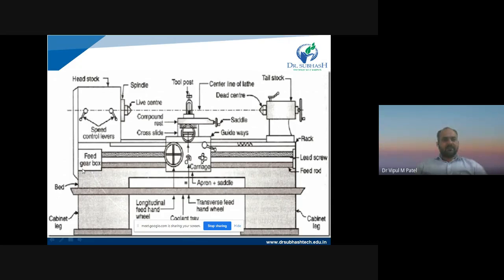This one is a feed gearbox. If we are applying electricity to rotate the workpiece, or to give power to the headstock, we have to give it to the feed gearbox, right? This is all known as a bed. It is a bed which is mentioned over here.